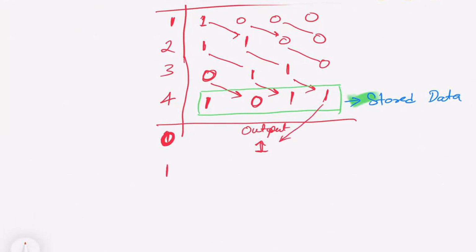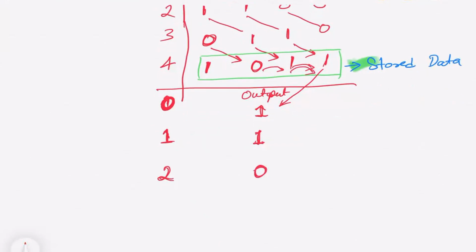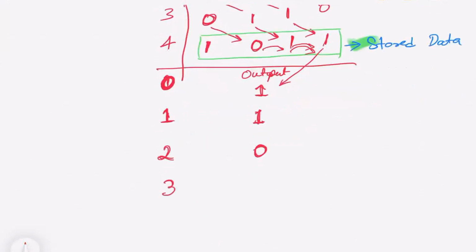If I apply the next clock pulse, this 1 will get shifted to this location, and we will again get one more 1. In a similar manner, if I apply the second clock pulse, this 0 will get shifted here and then here, and we will receive this 0 at my output location. And in the third clock pulse, this 1 will get shifted from here to here, here to here, and here to here, and we will get this 1 at my output side.